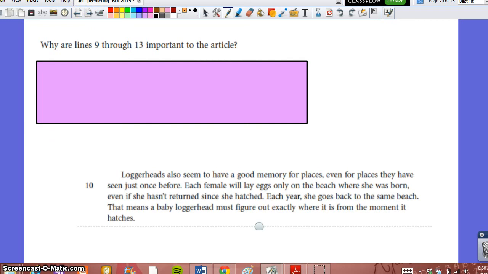Okay, question number 2. Why are lines 9 through 13 important to the article? A question like this is asking me what I'm really learning about the central idea from these lines. If this section of the text was missing, what would I not know about? When I look back at those lines, I see that it's talking about loggerheads having a good memory for places, about how they'll only lay eggs on the beach where they were born. And from the very beginning, they have to figure out exactly where they are. So it's the very beginnings of their compass.